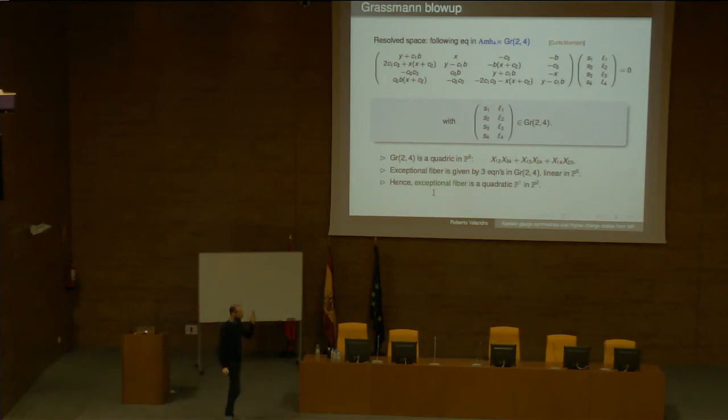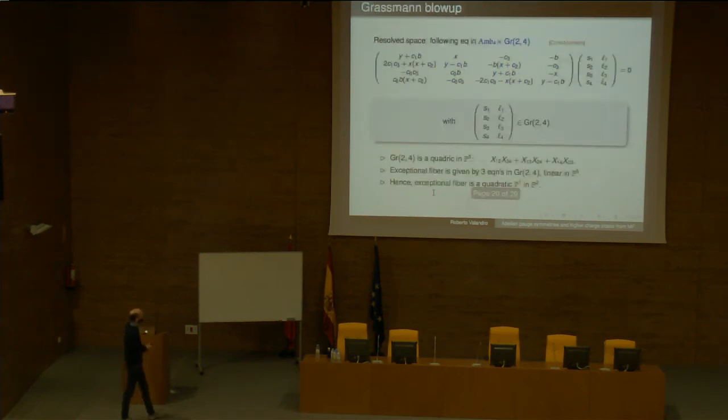Okay, so how can we now get an idea of what the resolved space is? The resolved space in this case is obtained through a Grassmannian blow-up. So basically we take this matrix, we multiply by this Grassmannian. This is the same space that Hans introduced before. Okay, so what is a Grassmannian? As Hans said, it is a quadric in P5. The exceptional fiber here is actually given by 3 equations in the Grassmannian that are linear in P5. These 3 linear equations in P5 select a P2, and then the quadratic equation in P2 is a P1. So this is the exceptional fiber.